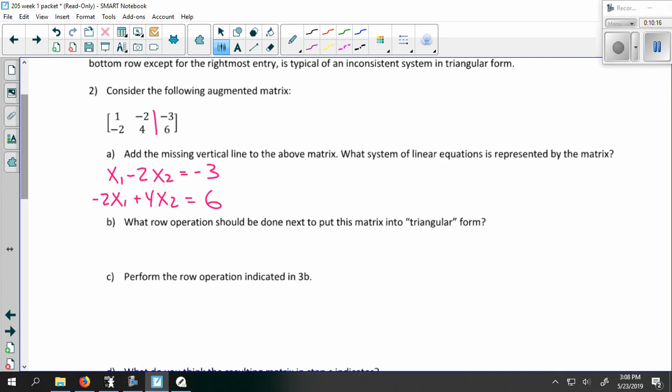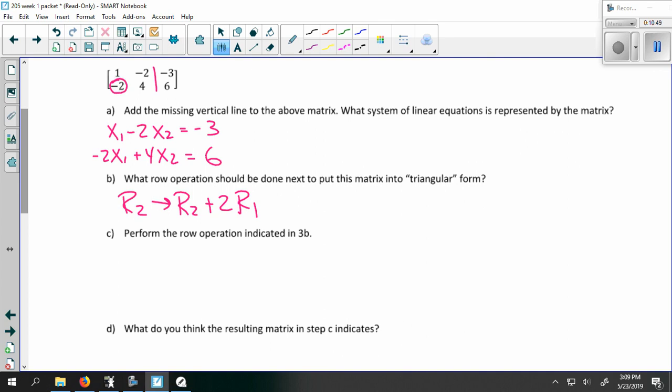What row operations should be done next to put this matrix into triangular form? You work column by column from left to right. I want to work on the first column, and I want everything below the first row to be a 0. So I want that -2 to be a 0. I'm going to transform row 2, replacing it with itself plus a multiple of row 1. I would add 2 row 1 to it. Only row 2 is changing, so I'm just going to copy row 1. Row 2 is going to be itself plus 2 row 1.